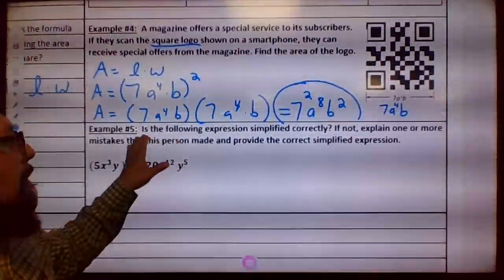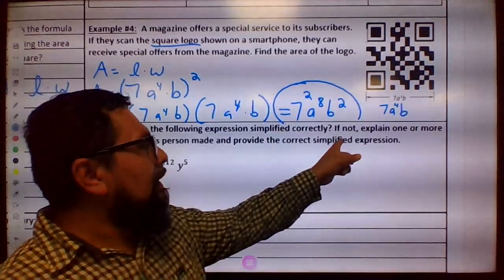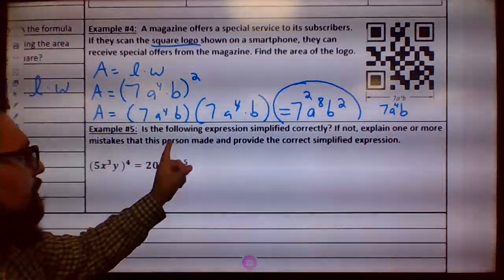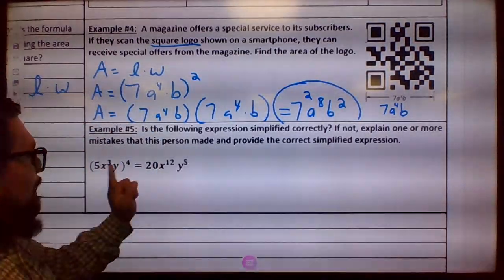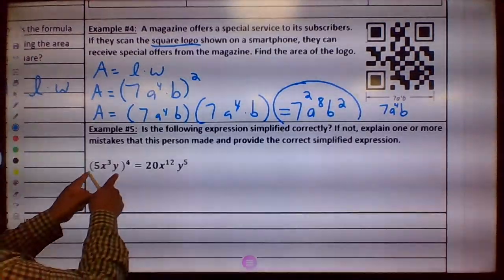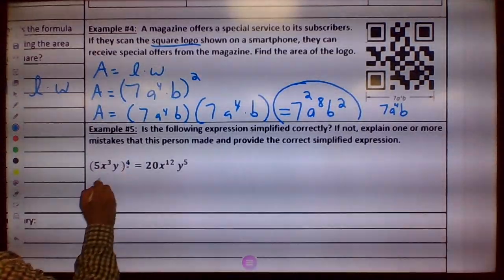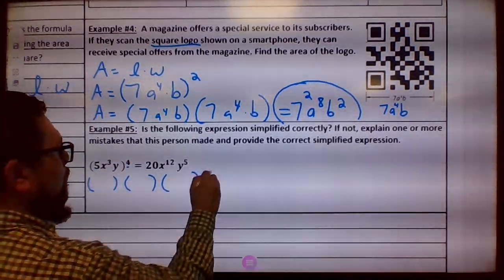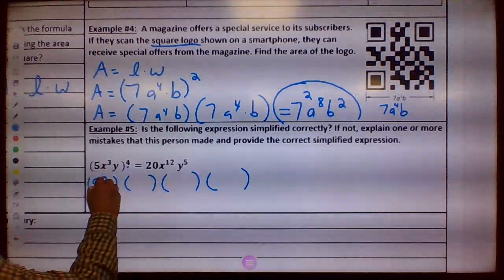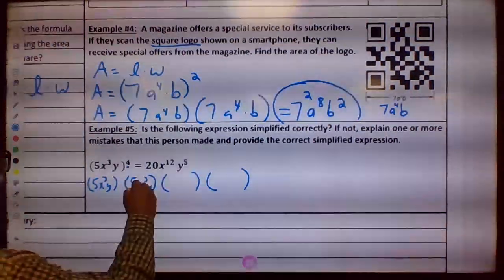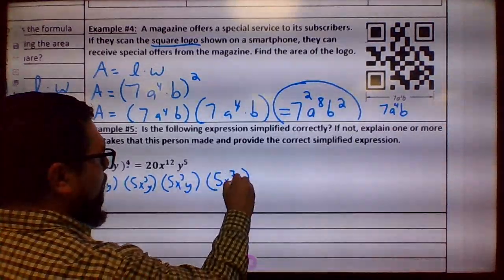All right, we're on example number 5. Go ahead and read example number 5. Is the following expression simplified correctly? If not, explain one or more mistakes that this person made and provide the correct simplified expression. First of all, let's find out if this equals this. Let's expand this first. It's going to be 4 times 1, 2, 3, 4. And what's inside is 5x to the third y, 5x to the third y, 5x to the third y, 5x to the third y.